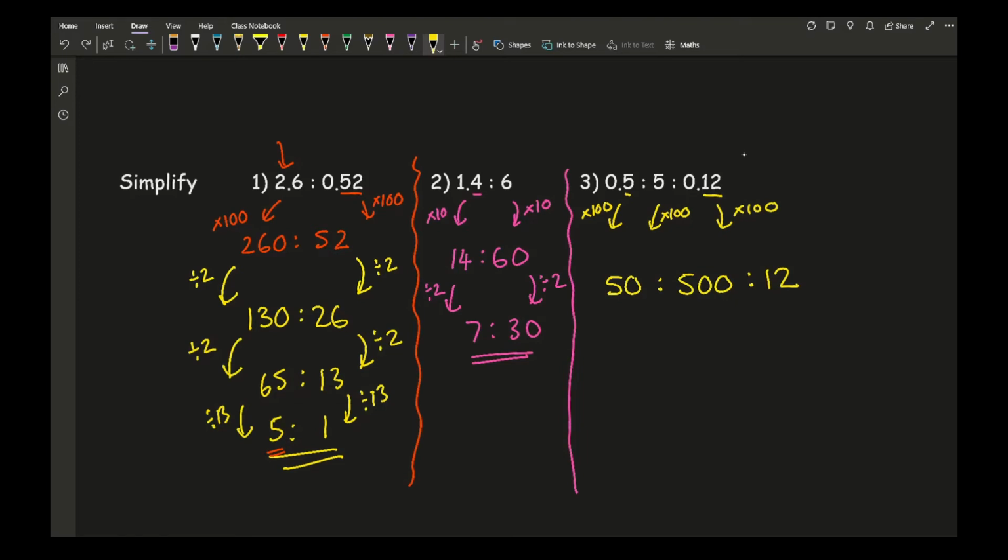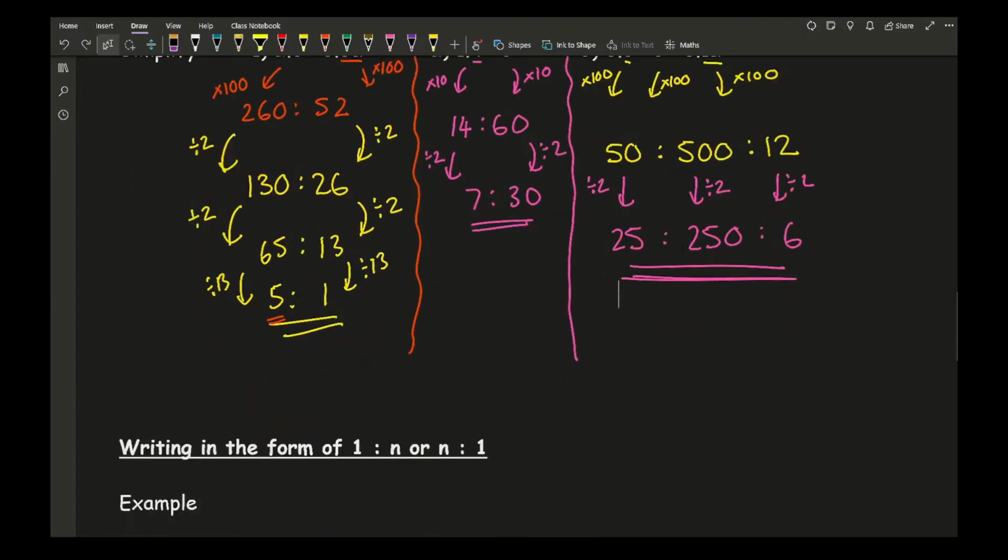Now from this I can see that they're all even numbers. So if I divide all the numbers by 2, I end up with 25, 250, and 6. Then I just need to ask myself, can I divide this any further? No, I can't. So there is my final answer.